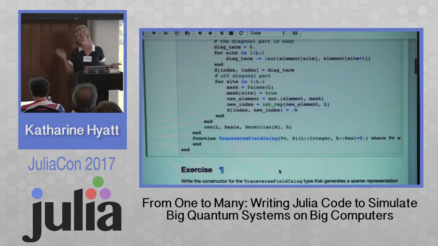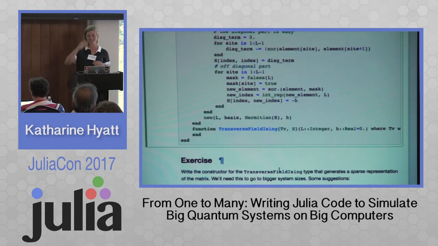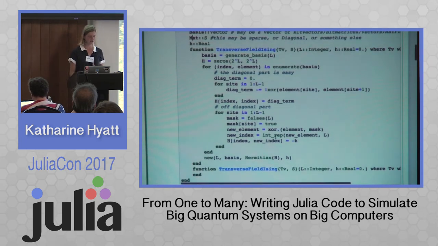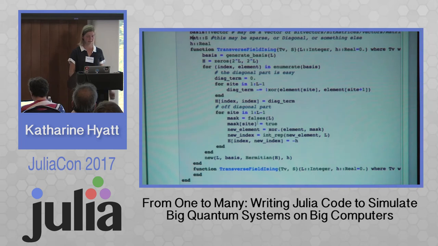You can rewrite this transverse field Ising constructor for the dense matrix for a sparse type. So if folks want to go ahead and do that, we can all start typing. The code is going to look very similar. You just need to find some convenient way to make the Hamiltonian sparse, basically. So go forth and write sparse matrix constructors.